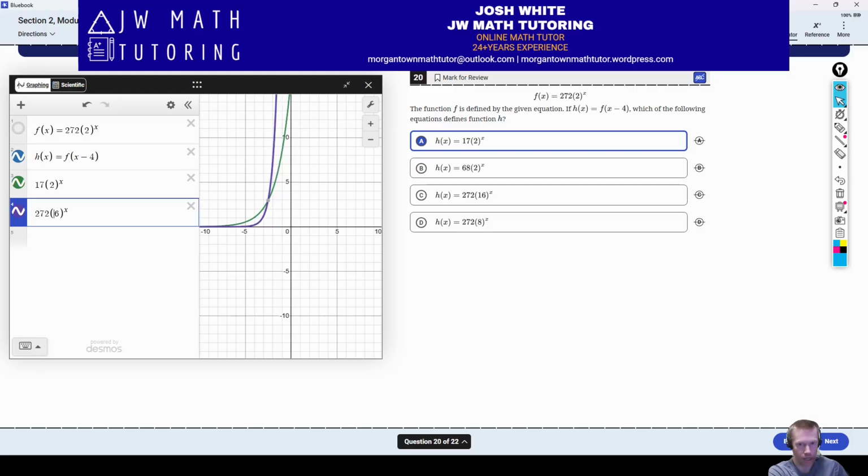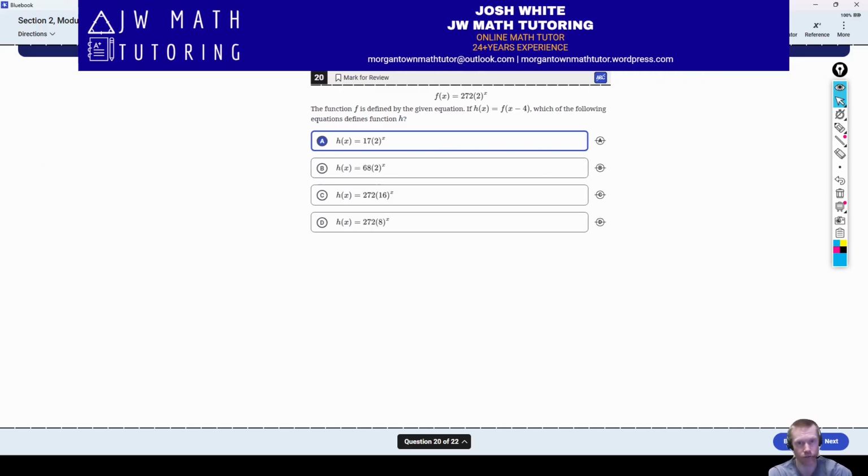No, that does not overlap. Nope, that does not overlap. Get rid of those. But these two do. So this just confirms the correct answer choice is letter A.